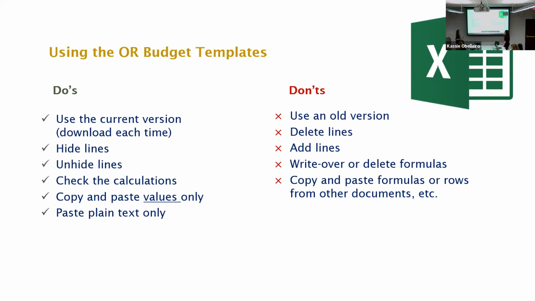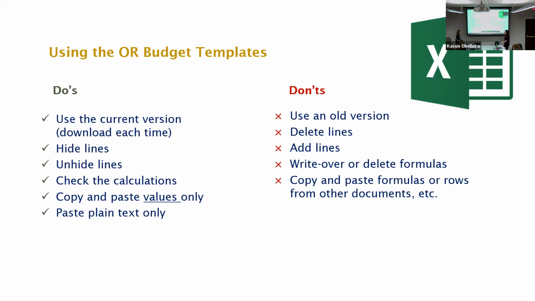Mm-hmm. You can hide and unhide lines. I often hide lines to make the budget fit on one page, but you never want to delete lines because it will mess up the formulas that are calculating. So don't delete lines. Additionally, if you need additional lines, you can unhide them, and Alyssa will show you where you can see that there are extra rows. Right. If you need additional rows, you can email Alyssa and she will add them for you so that the formulas will calculate correctly. Right.